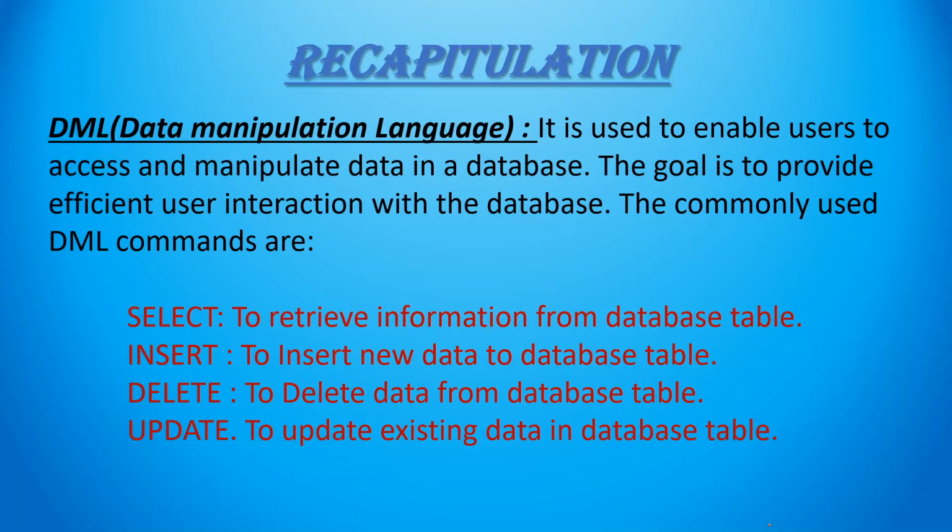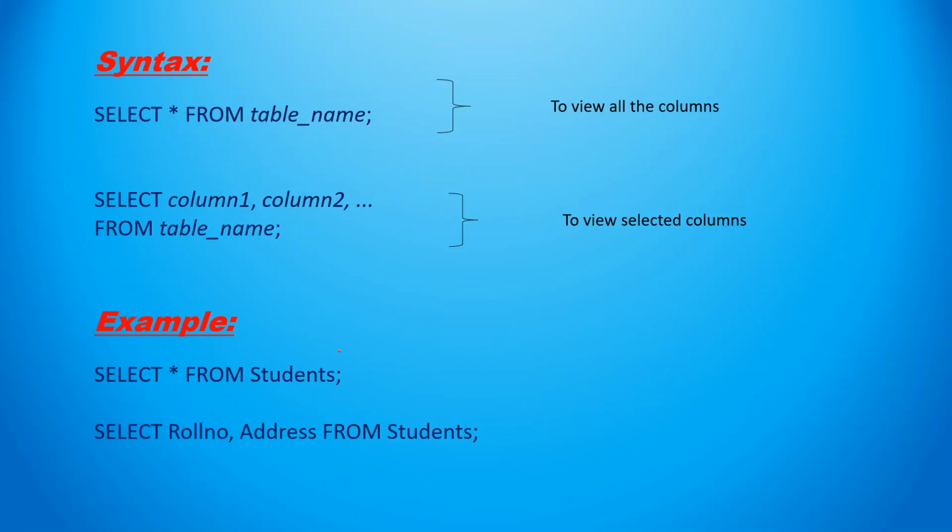Basically, there are 4 commands in DML: select, insert, delete, and update. Today, we'll discuss the select command. Now, the syntax for this command: select is your keyword. You have to write select for this statement. Select is your keyword, asterisk, from, again a keyword, and then your table name from where you want to view the data.